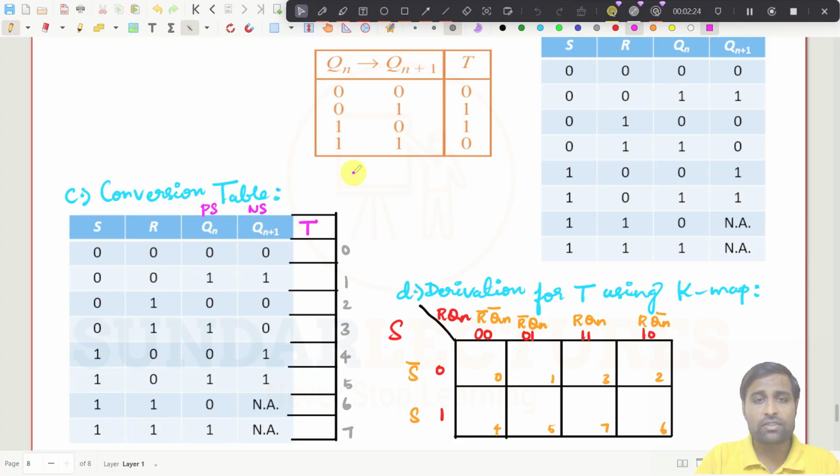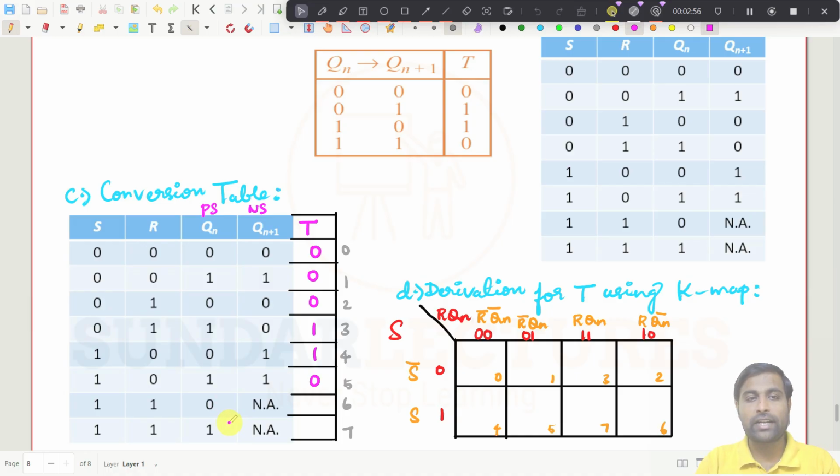Anyhow, if it is 0 0, the T will have 0. Then 1 1 means it is a toggle, so it has to become 0. The next one is 0 0, no change, it becomes 0. Then for 1 0 it is 1, and for 0 1 also it is 1, and for 1 1 it is 0. For 1 1 it is 0, and we have seen this one, right?